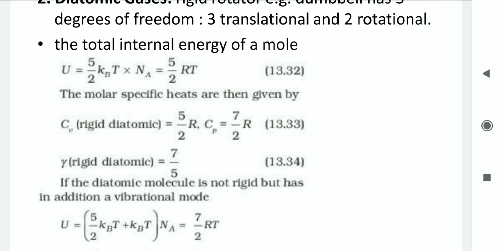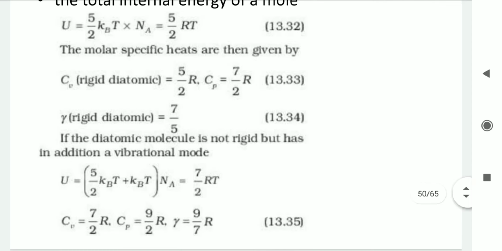diatomic molecule is not rigid, it has the addition of a vibrational mode, and so the total internal energy will be increased again by kBT. It will give you 5/2 kBT plus kBT into Na, which will give you 7/2 RT. So Cv equal to 7/2 R, Cp equal to 9/2 R and gamma equal to 9/7.